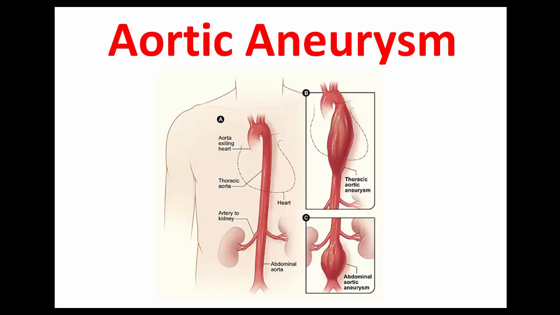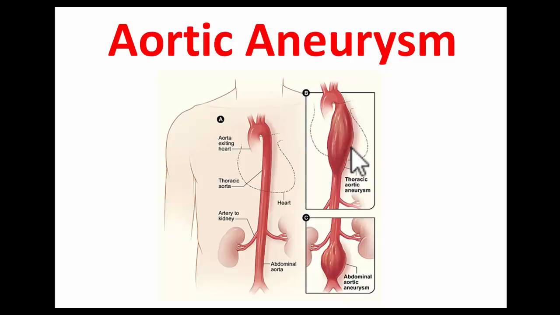What is an aortic aneurysm? Aneurysm simply means thinning of the aortic wall, with stretching and weakness, which results in a bulging. This bulging could be fusiform, as we see here, or it could be saccular, as we see here in the bottom panel. It is panel C.